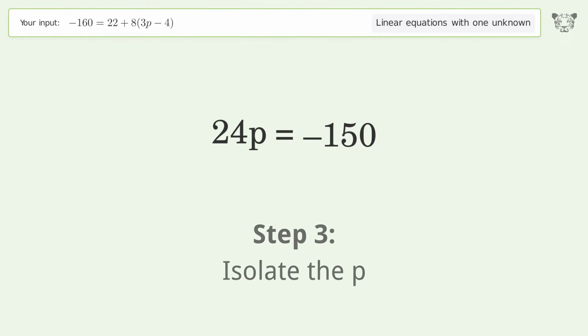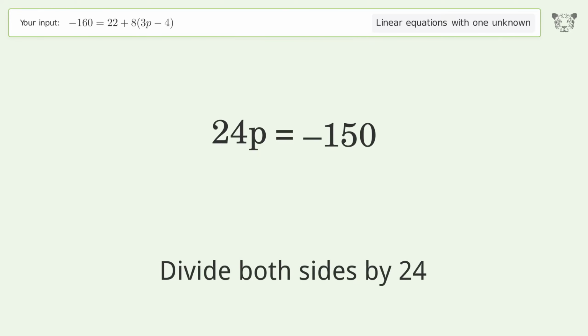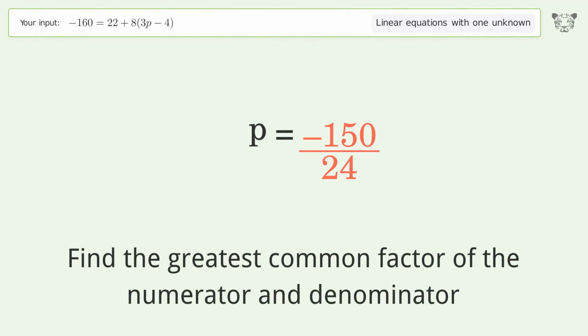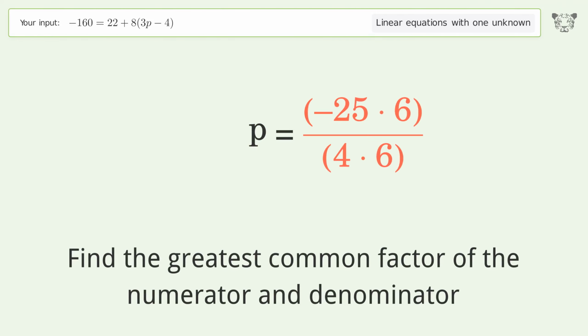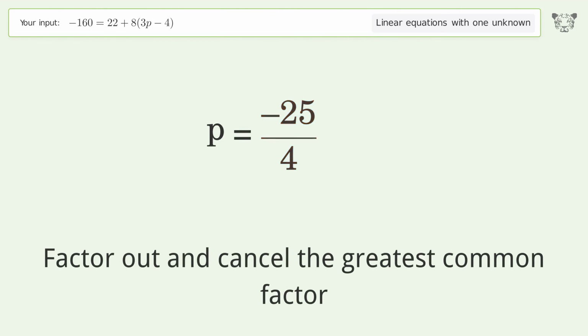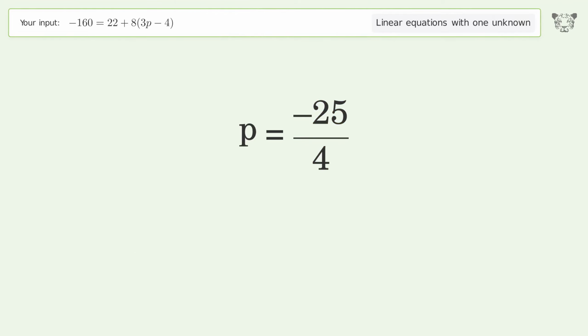Isolate the p. Divide both sides by 24. Simplify the fraction. Find the greatest common factor of the numerator and denominator. Factor out and cancel the greatest common factor. And so the final result is p equals -25/4.